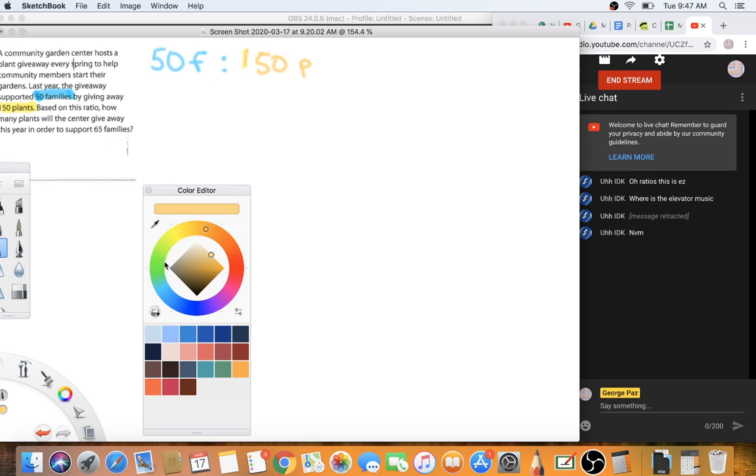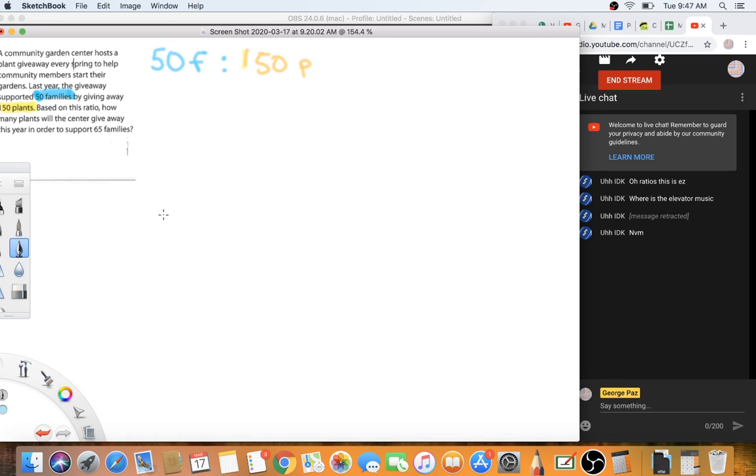How many plants do they need for 65 families? So how many for 65? That's our magic number. I'm just going to go black ink. It's too much. So we can't skip by 50. We can't multiply 50 by something to get 65. So for this one, we're going to find out.